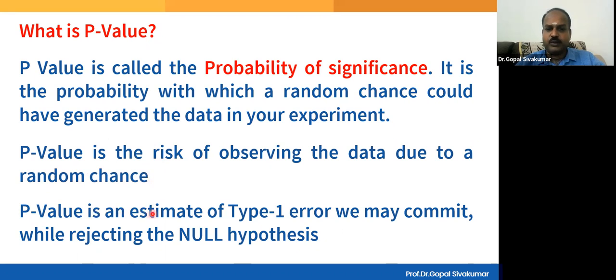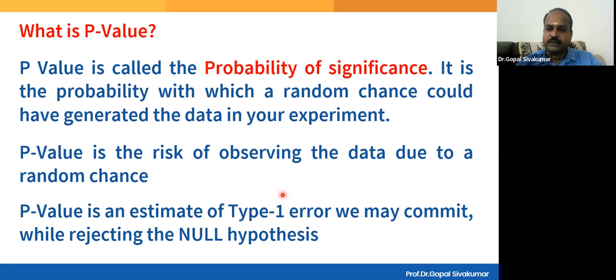The p-value is an estimate of the type 1 error we may commit while rejecting the null hypothesis in hypothesis testing. Your null hypothesis is true, and then you reject it. This is what we call type 1 error. If the null hypothesis is false, and then you reject it, that is called power of test. Or if the null hypothesis is true and then you accept it, that is called confidence level.